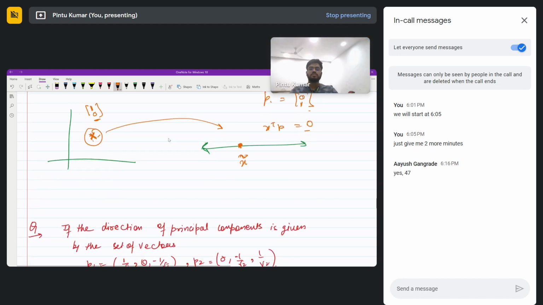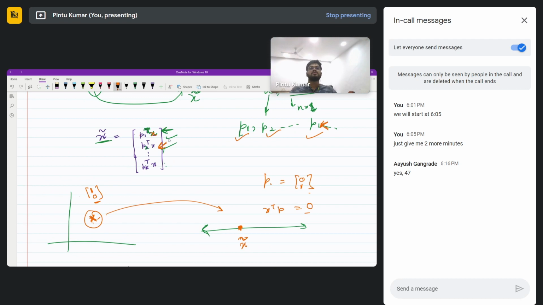Sir, in PCA we always reduce any given matrix to a line, 2D plane or 3D plane? You can reduce to 2D, 3D, or any lower dimension based on your use or application.